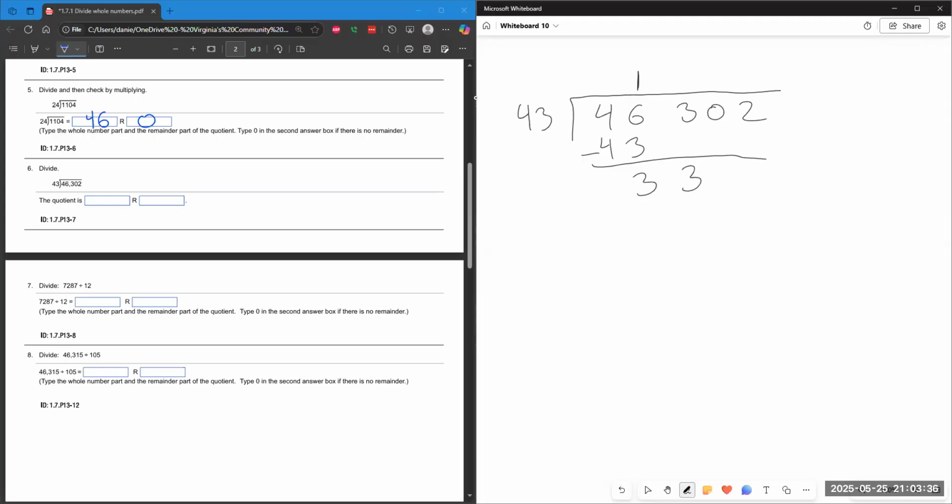Bring down this 3. 43 goes into 33 0 times. Still 33, bring down the 0. 43 goes into 330 about 8 times. So let's try 8. So this is going to be 24. 32 plus 2 is 34, which is too big. So let's try 7 instead.